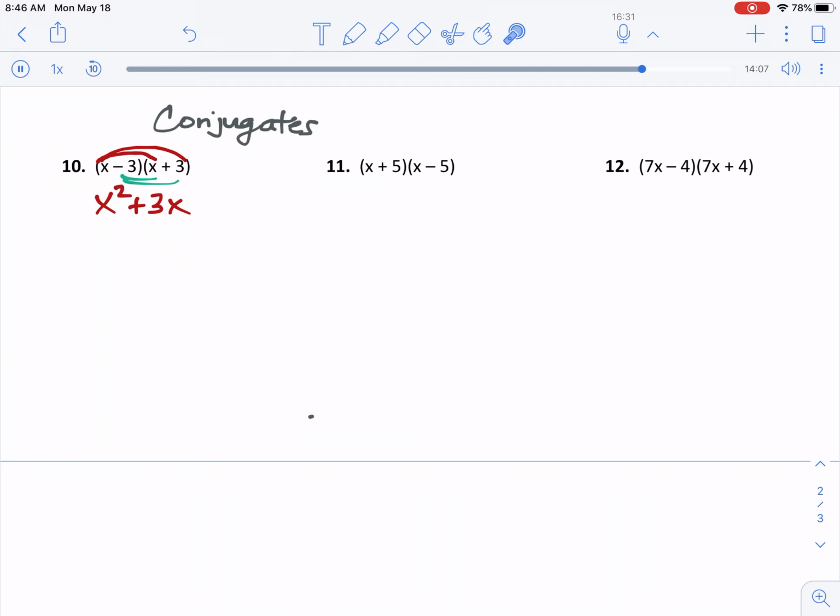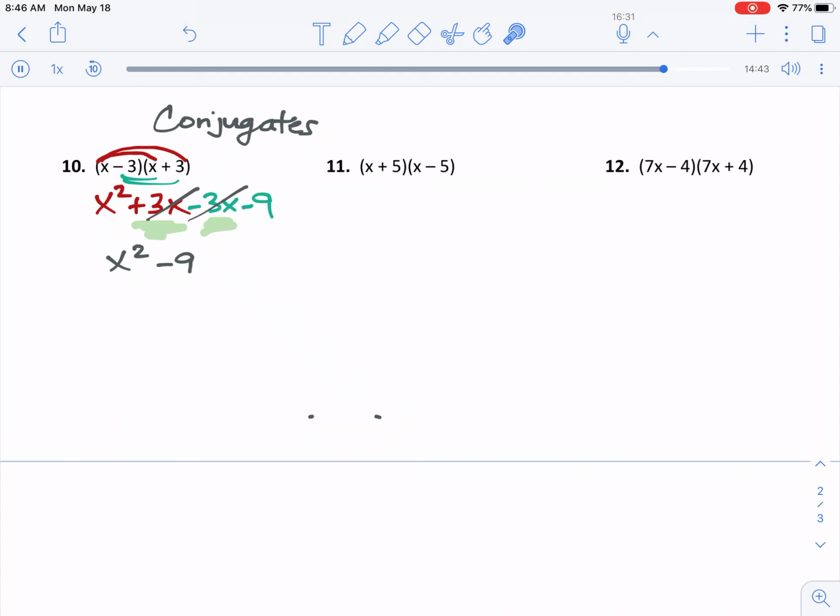Now let's multiply in the negative 3. Negative 3 times x is negative 3x, and negative 3 times 3 is negative 9. Now what do you notice about these like terms here in the middle? Well, the like terms are inverses. They're additive inverses. They're opposites. And opposites always add to what? Opposites always add to 0. So the 3x and negative 3x actually cancel each other out in this case. And so we just get x squared minus 9.